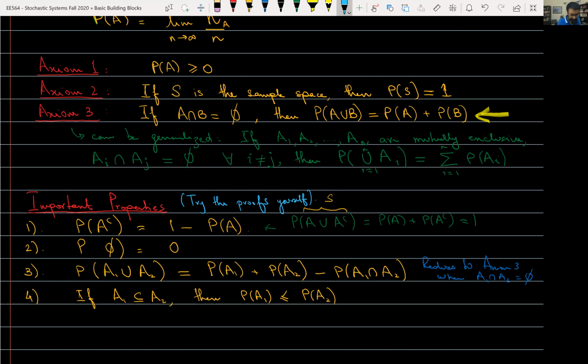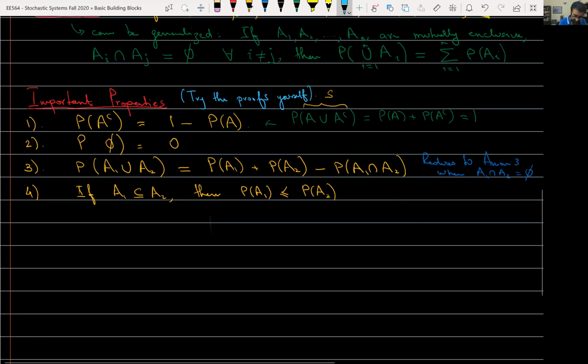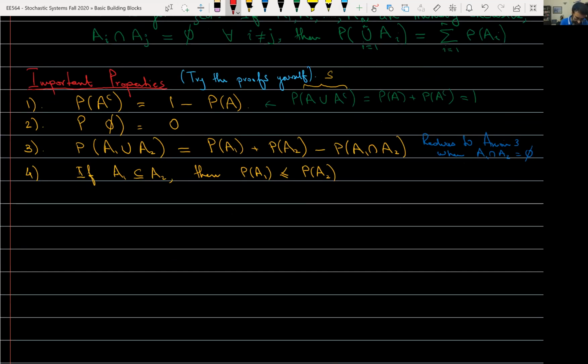So next, what we're going to do is some probability building blocks. Any questions so far? So far, so good, right? So far, easy. मसला नहीं है.